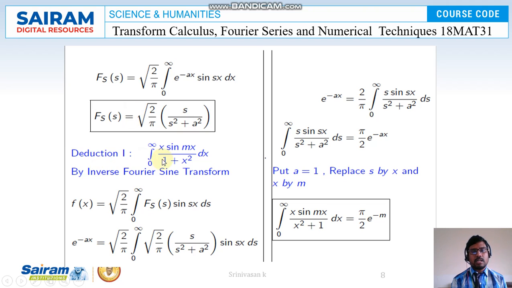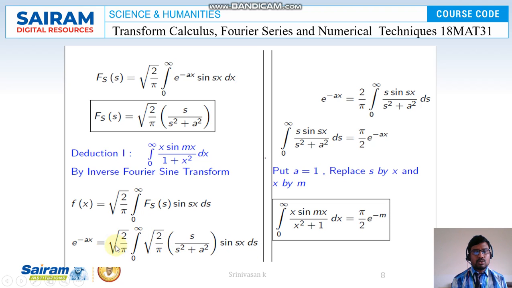Now we have to solve the deduction. If you want to solve the deduction, we can use only the inverse Fourier sine transform. The inverse Fourier sine transform formula is root 2 by pi integral 0 to infinity f of s sine sx ds. This f of s is the Fourier sine transform. What is our Fourier sine transform? Root 2 by pi times s divided by s square plus a square, into sine sx ds.